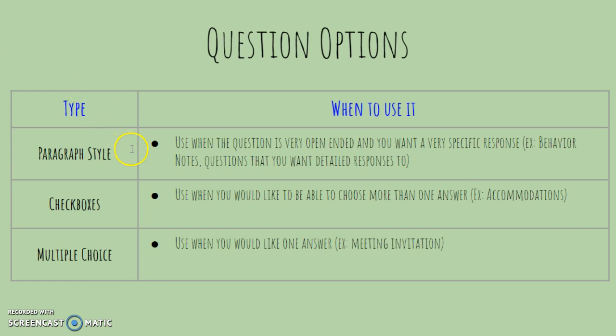The first type of question would be the paragraph style. We're going to use this when we're going to ask how the student's performing, when we want the teacher just to kind of give us everything that they can comment on, or just a few little blurbs about how the student's doing in their class. We can use checkboxes when we'd like them to be able to choose more than one answer, like if we were going to create a list of accommodations, and we'll get to that in just a minute. And then there's multiple choice.